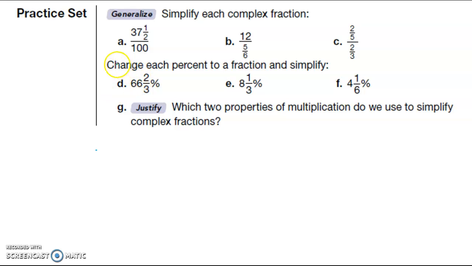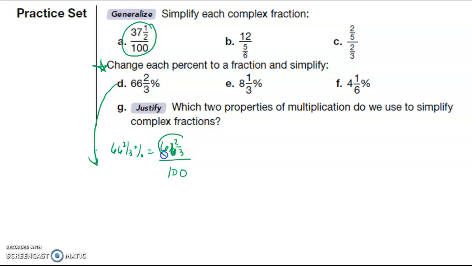Okay guys, so this one says change the percent to a fraction and simplify. This is something that kids normally struggle with, so you might want to write this down. So what I have is 66 and 2/3%, which is 66 and 2/3 per 100. And then I'm going to solve it just like I did A.